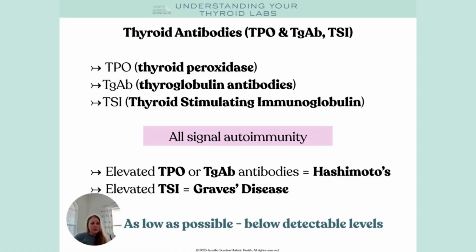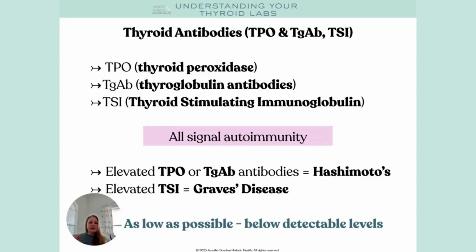If TPO or TGAB are high, that signals that your body is attacking its own tissue, either the enzyme or the protein, and that indicates that you likely have Hashimoto's thyroiditis. That means your body is attacking your thyroid tissue. On the other hand, TSI are antibodies that mimic thyroid hormones. So they bind to the receptors and make your thyroid produce more thyroid hormones, causing hyperthyroidism. And that is an autoimmune form of Graves' disease.